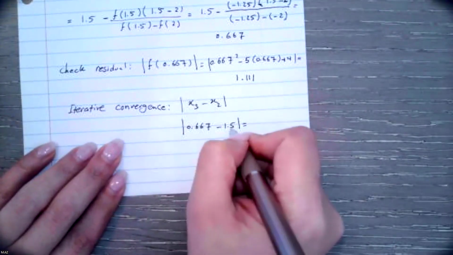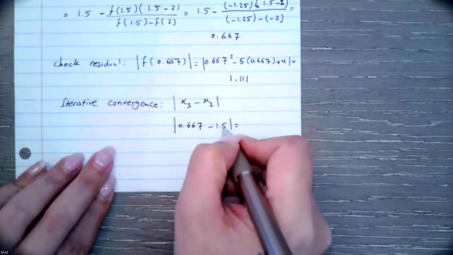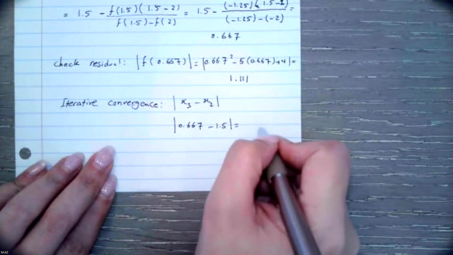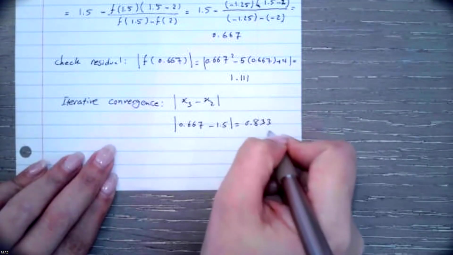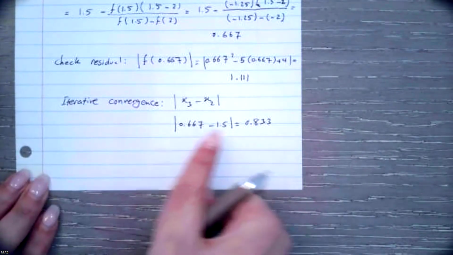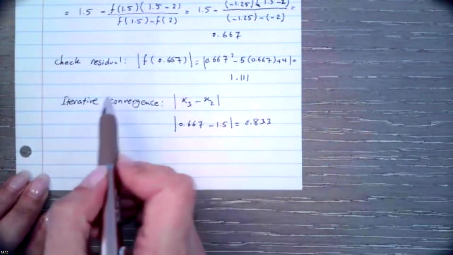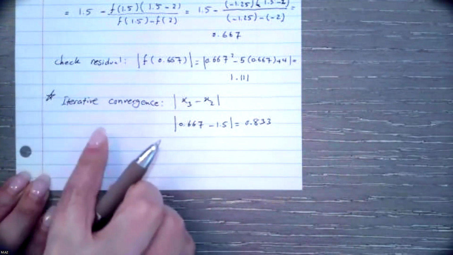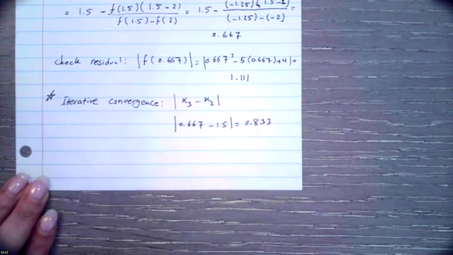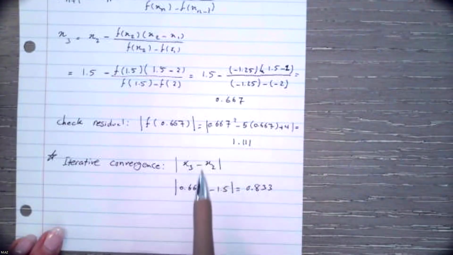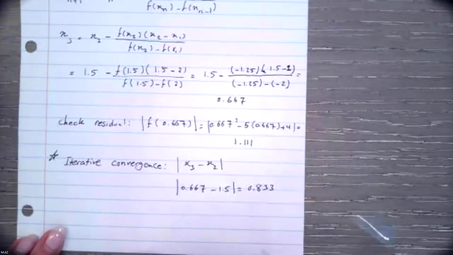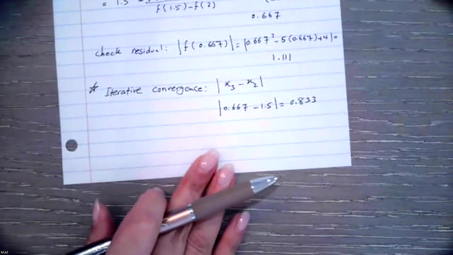again an absolute value, negative 0.833, but the absolute is 0.833. This is the value of iterative convergence. Again, the point of the iterative convergence for the secant method, for the first iteration, is the value of x for the first iteration minus the second initial guess that the problem has given.